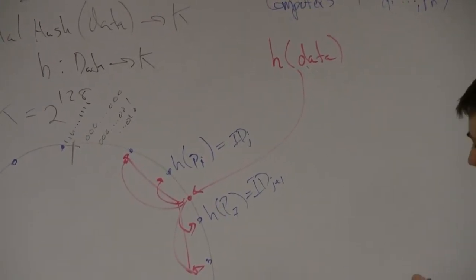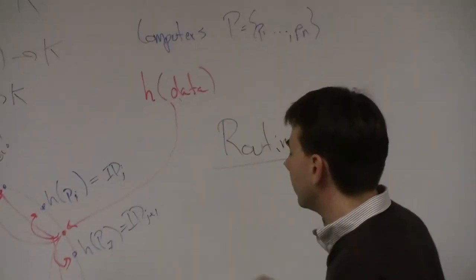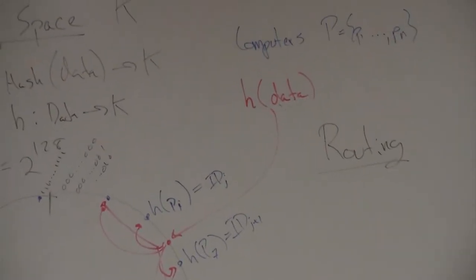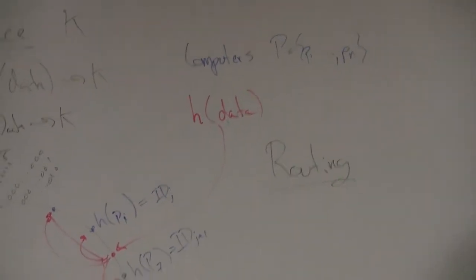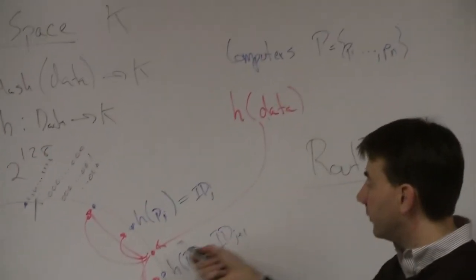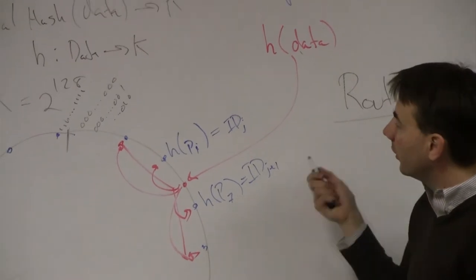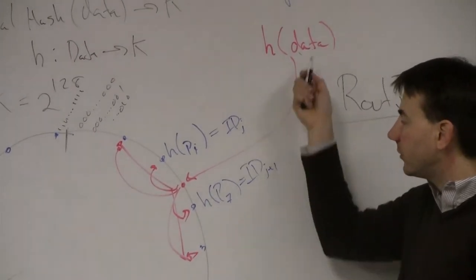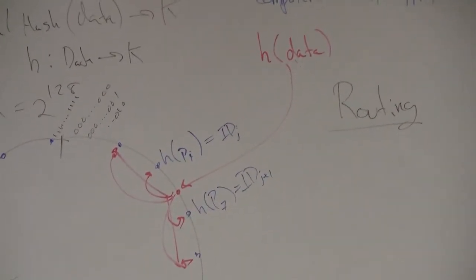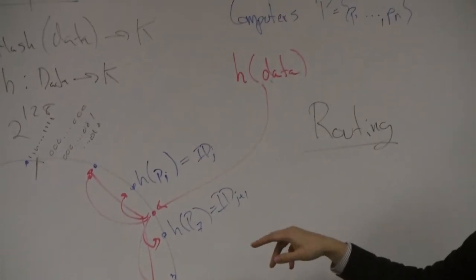Okay, so now if you want to do routing on here, let's say I have some data that I want to find. I want to find all of the computers which are nearby this element of key space. So I know that this data lives there, I want to find the data, and maybe the data points to other data that I want to get, or I want to place this data in this structure. How do I get to here? The only thing that you're allowed to store on each of these computers is a list of addresses of other computers, and you want to keep this list small.